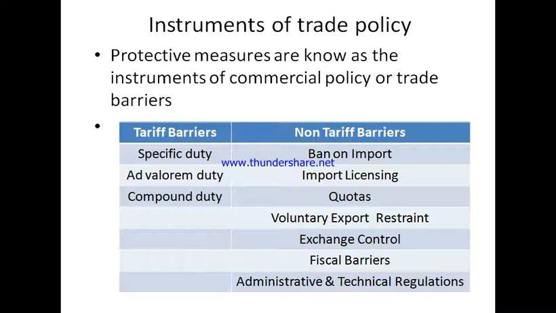Then another measure is the local content requirement. In this, it is specified that a prescribed portion of the final product will be produced in the importing country. It provides protection to the domestic industries, and it raises the cost to the exporters also. So a local content requirement will also help to restrict the import, because it forces us that we have to include local content in it.